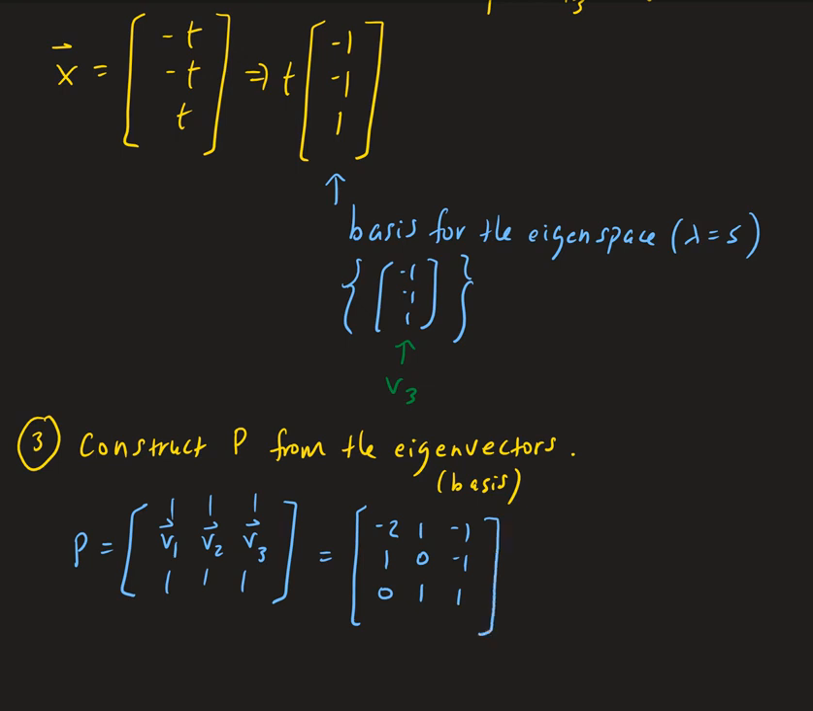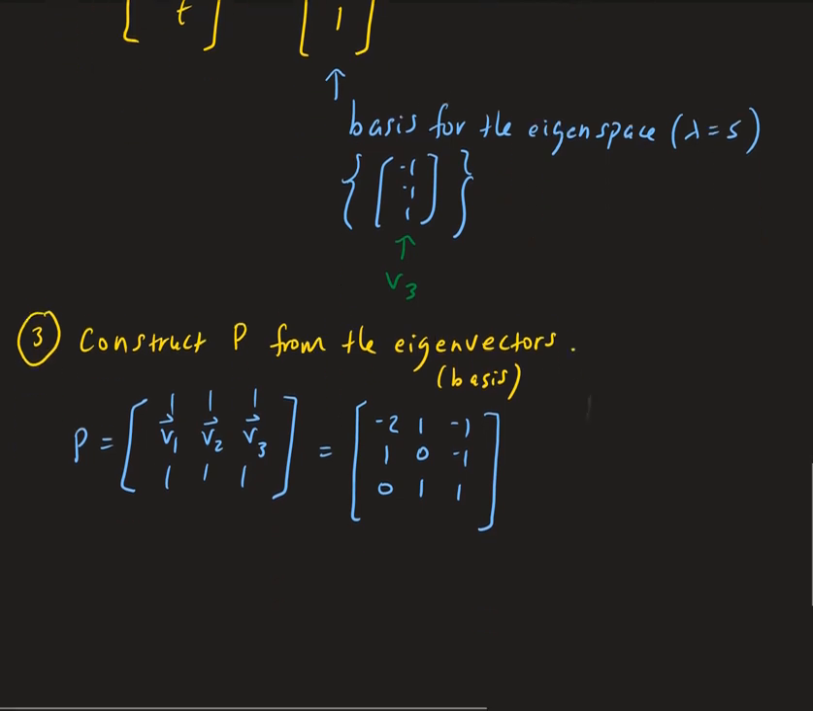Here the order is not very important. You could put V3 first, then V1, V2. But if we do that, we have to make sure that it corresponds to the eigenvalues that we're going to construct for D.